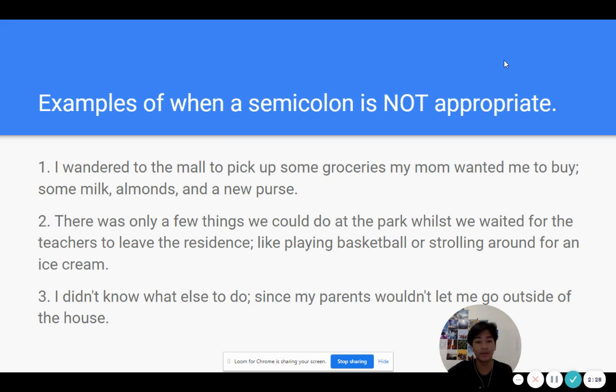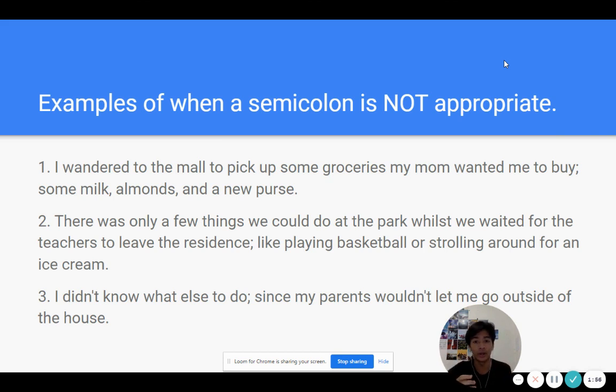Now, when you break down these clauses, they do not work independently. For example, in the first sentence, some milk, almonds, and a new purse is not a sentence you can put together and have it work on its own. For the second one, if you just broke the sentence into the clauses and read them to see if they work independently, they do not. Like playing basketball or strolling around for an ice cream doesn't work independently. So this is not a semicolon sentence that works.